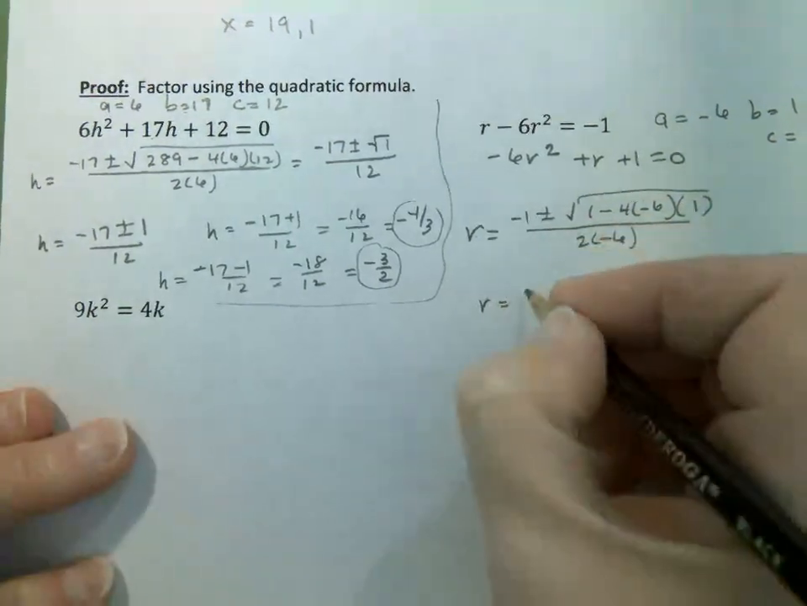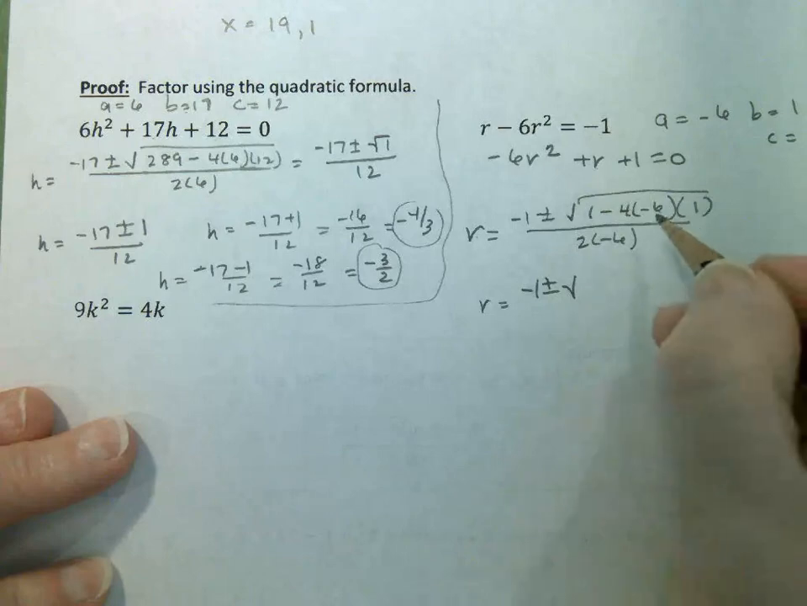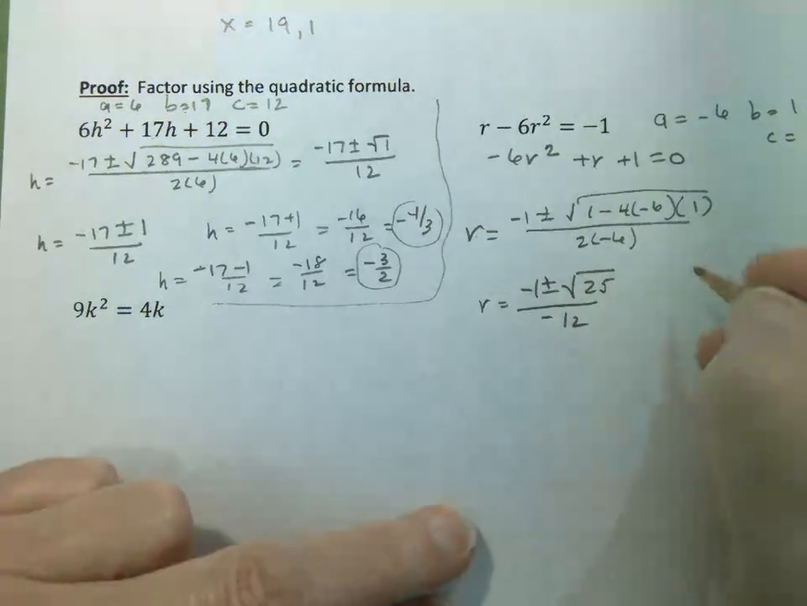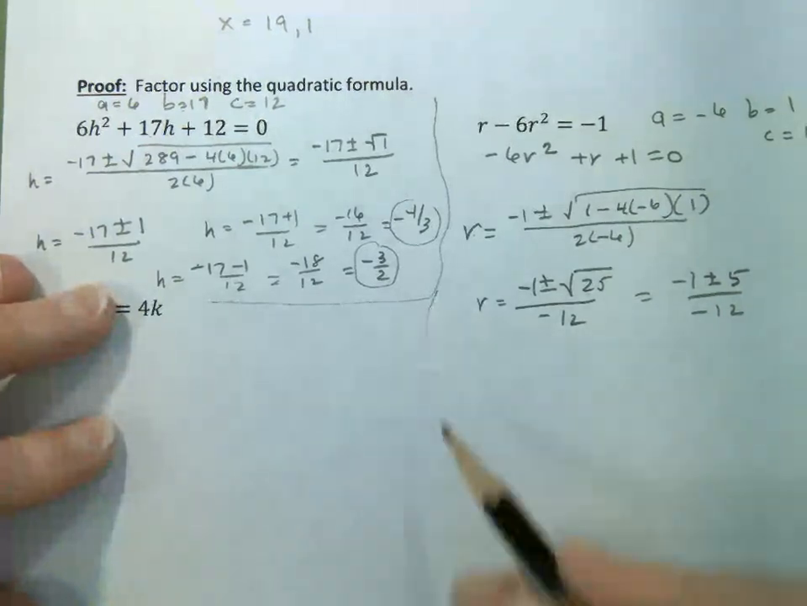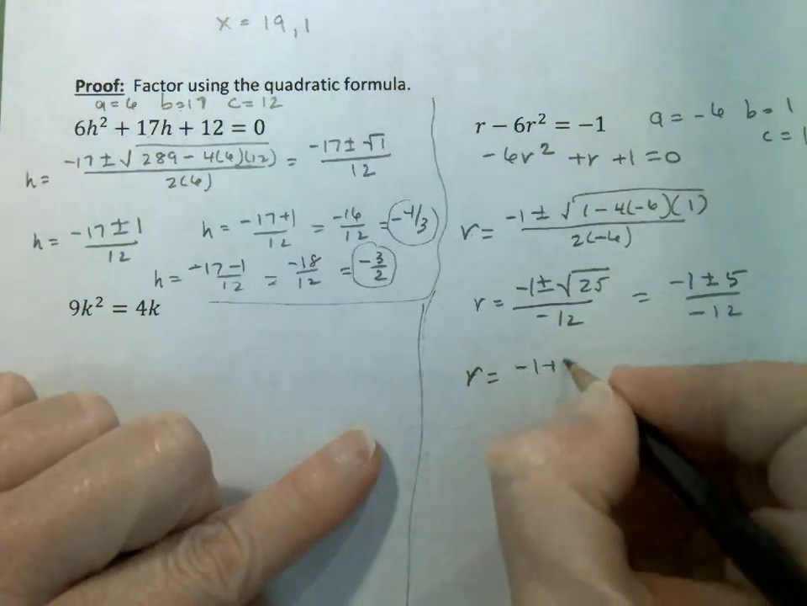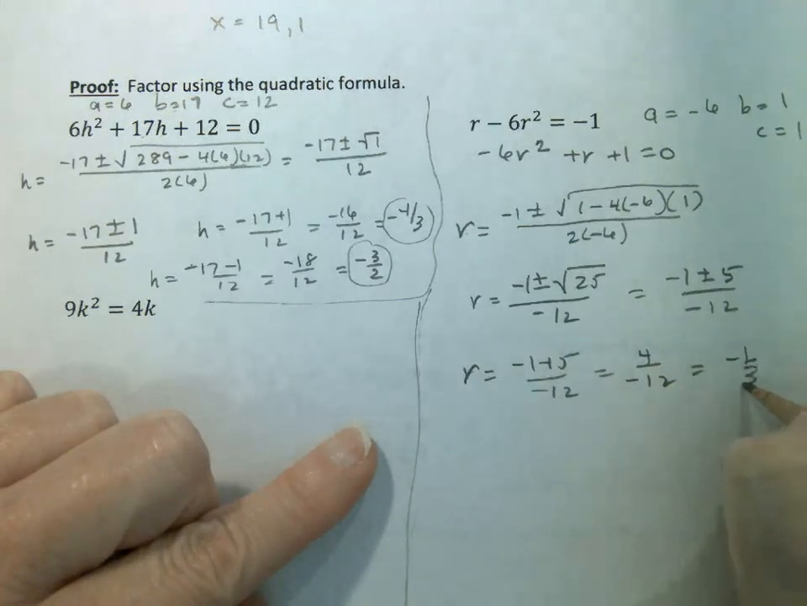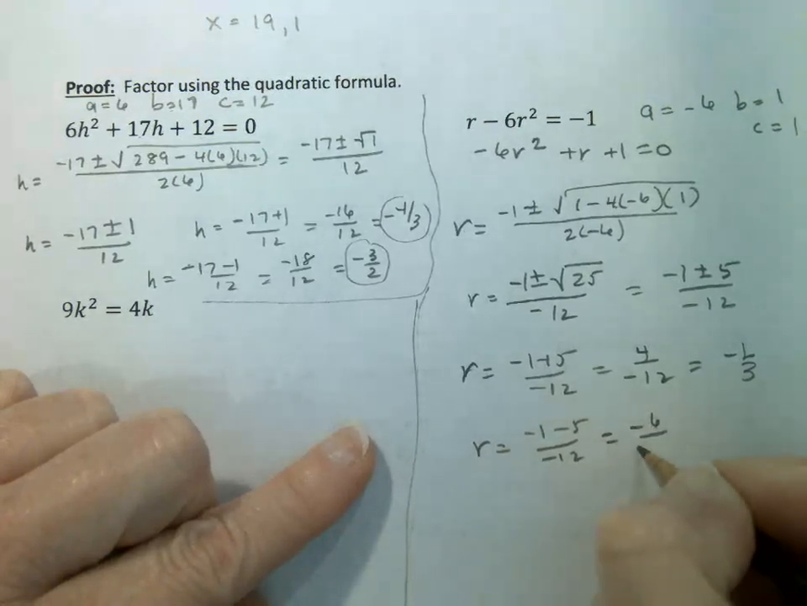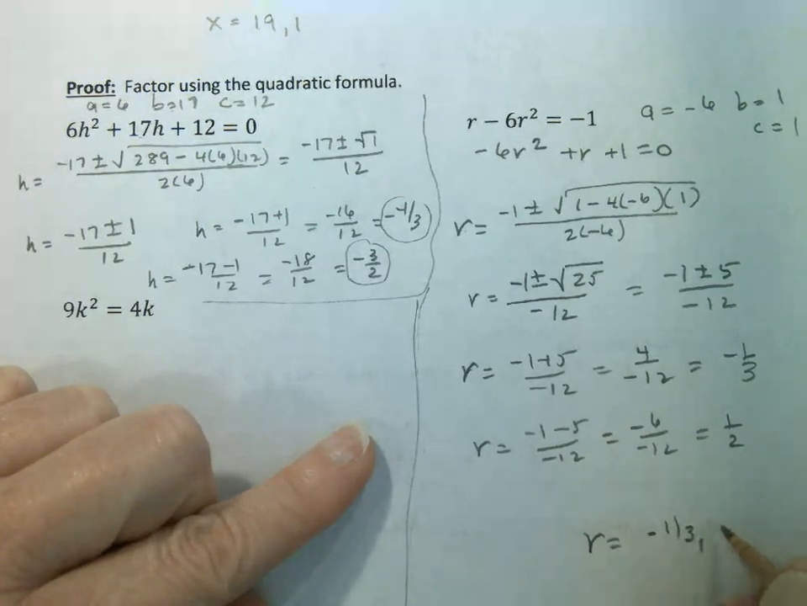And that's going to give me negative 1 plus or minus the square root of 1, and 4 times 6 is 24. It becomes a positive 24, so this becomes the square root of 25 over negative 12, which is negative 1 plus or minus 5 over negative 12. So my two solutions: r is equal to negative 1 plus 5 over negative 12, which is 4 over negative 12, which is negative 1/3, and r is equal to negative 1 minus 5 over negative 12, which is negative 6 over negative 12, which is equal to positive 1/2. So r is equal to negative 1/3 and positive 1/2.